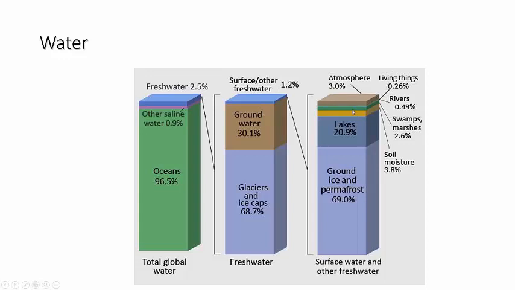And then you have the atmosphere. And look at the atmosphere. Soil moisture 4, swamps 2.5, rivers 0.5, living things 0.2, 0.3, atmosphere 3%. So the atmosphere is just as big as the swamps. And we live near swamps, so think about that for a minute. There is as much water in the atmosphere as there is in the swamps.